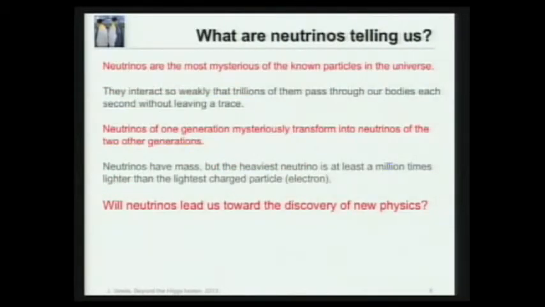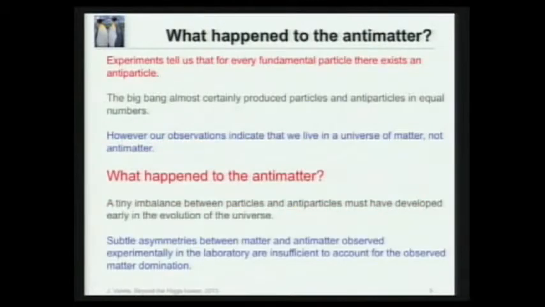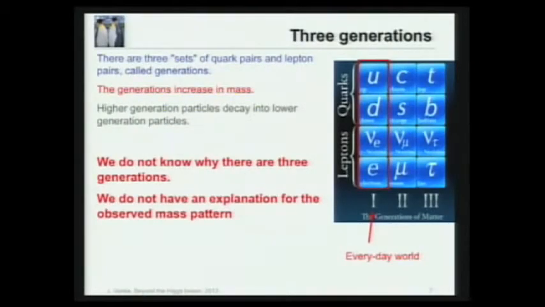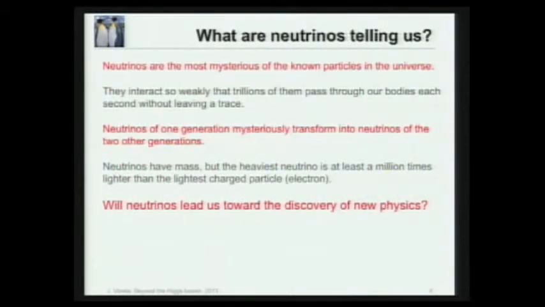Now, what are neutrinos telling us? Neutrinos are the most mysterious of the known particles in the universe. They interact very weakly. There are trillions of them crossing our bodies without doing anything, leaving any trace. The neutrinos, I showed it in the previous table, exist in three species: the neutrino of the electron, the neutrino of the muon, and the neutrino of the tau. And what happens is that neutrinos from one generation mysteriously transform into neutrinos of the two other generations. They start in the Sun as neutrinos of the electron, and when they arrive at Earth, we measure them, and they are already neutrinos of the muon or neutrinos of the tau.